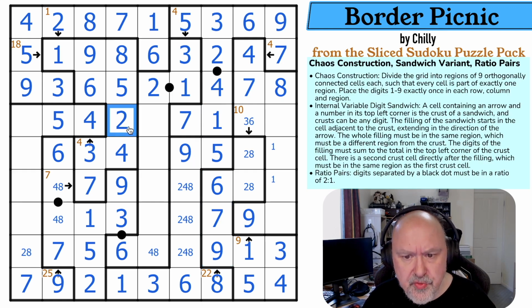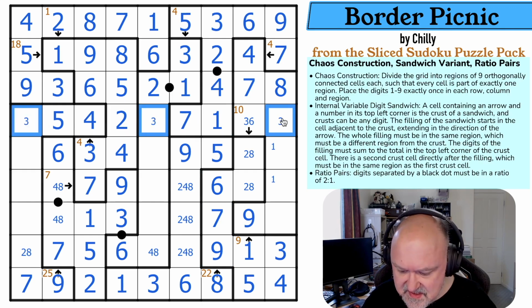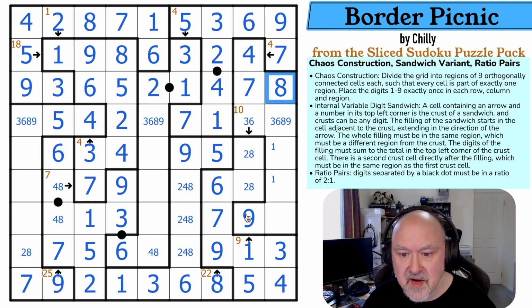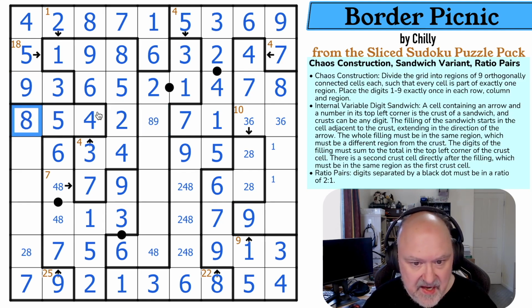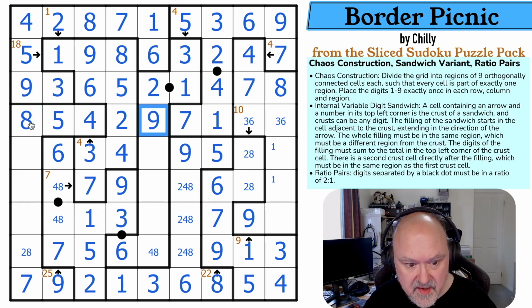1, 2, 3, 6, 8, and 9. So these are 3, 6, 8, and 9. I've already got 8 and 9 in here. So this is actually a 3, 6 pair, and I can take 3, 6 out of those. The 9 makes that the 8, which makes that the 9. The 8 looks down, making that the 2, taking 2 out of there.